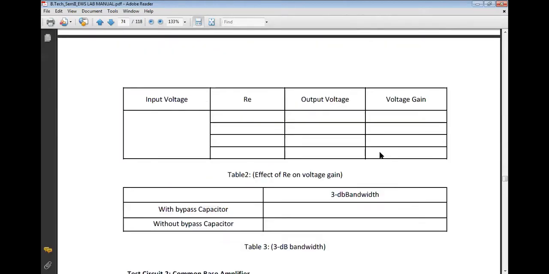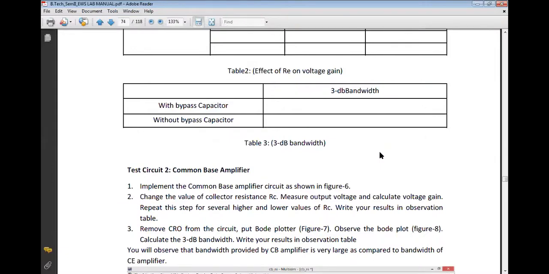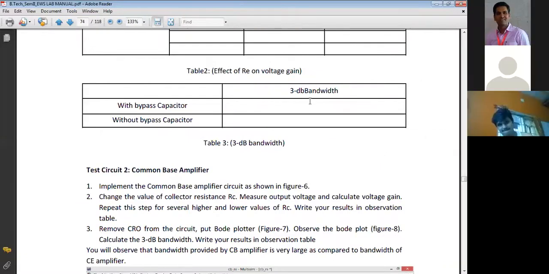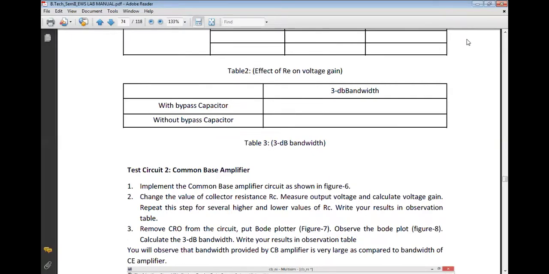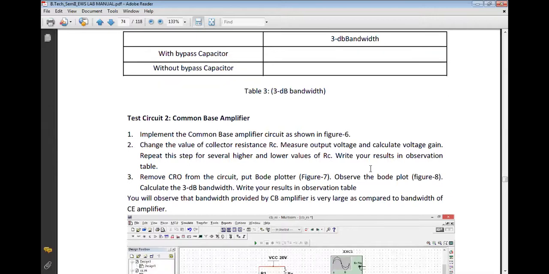In the same way you can make the effect of RE on voltage gain, and then you calculate the 3 dB bandwidth with and without bypass. If you have any problem in this calculation, you can definitely put your queries. You can mail me, because this is one and only one lab I have to take. There are only 2 sessions, right? Only one workshop lab will be there for you.